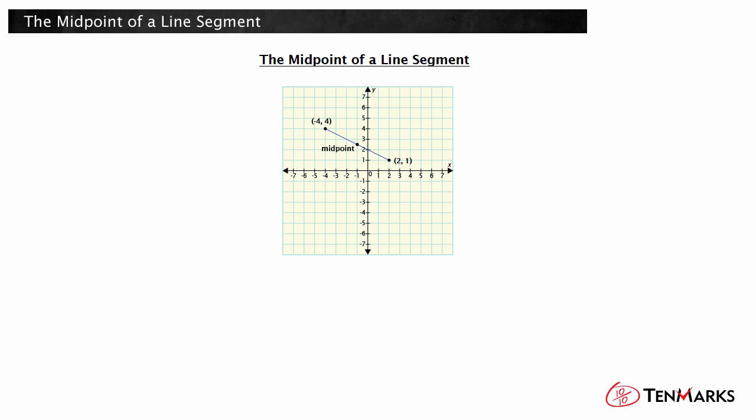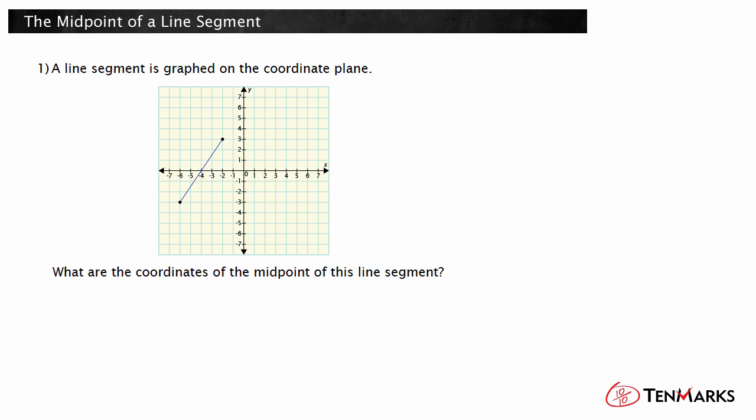Given the graph of a line segment on a coordinate plane, or the ordered pairs for the endpoints of a line segment, you can use the midpoint formula to calculate the midpoint. When you are given the coordinates of the midpoint of a line segment and only one endpoint, you can also use the midpoint formula to find the coordinates of the other endpoint. Let's look at an example.